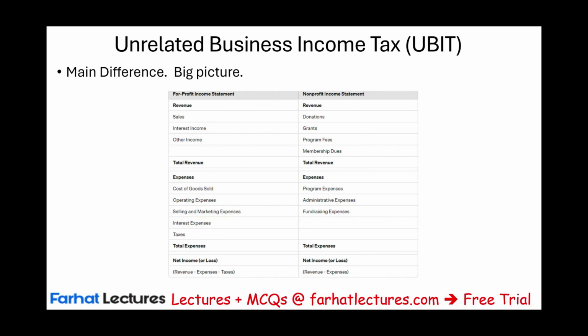This is Professor Farhat, in which we will discuss unrelated business income tax, known as UBIT. What is the main difference between a for-profit business and not-for-profit? So when it comes to a for-profit business and not-for-profit, they both generate revenues. Now the revenue for-profit generate, it's called sales, interest income, other income. Not-for-profit, they call them donation, grants, program revenue, membership revenue. Simply put, they have different types of revenues.